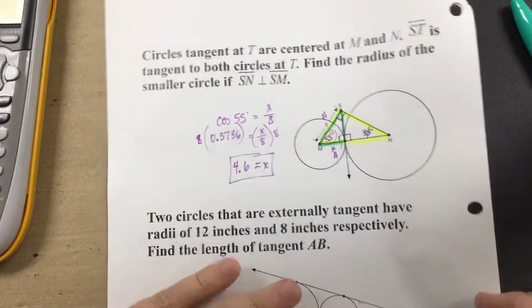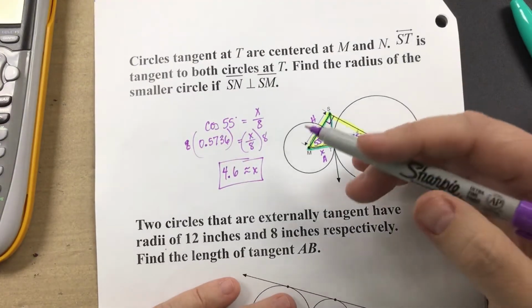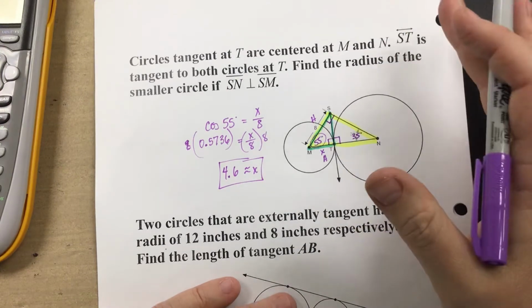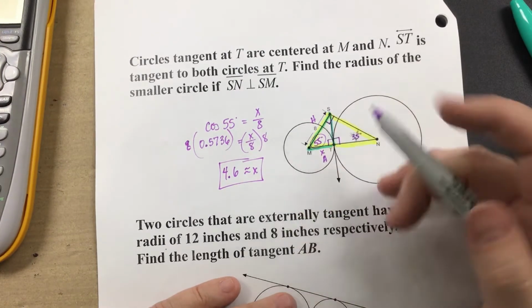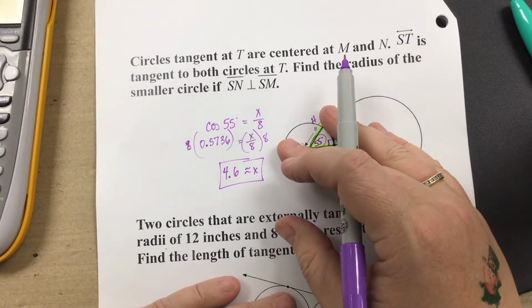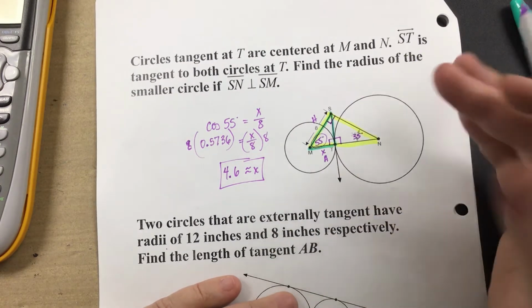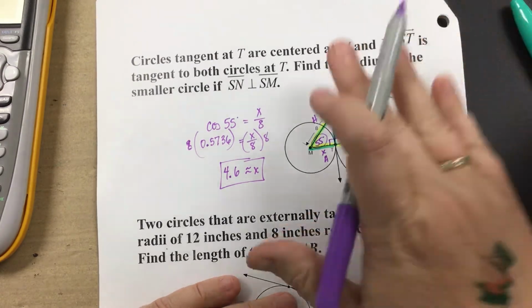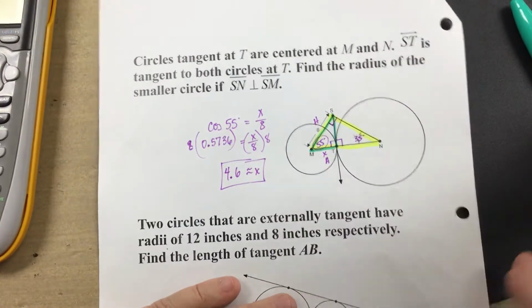A lot of these problems in these circle lessons, even though we're talking about circles, come back to right triangles. This one used trig, and some of the other ones we used special right triangles or the Pythagorean theorem or your Pythagorean triples. They keep coming back, so keep that in mind.